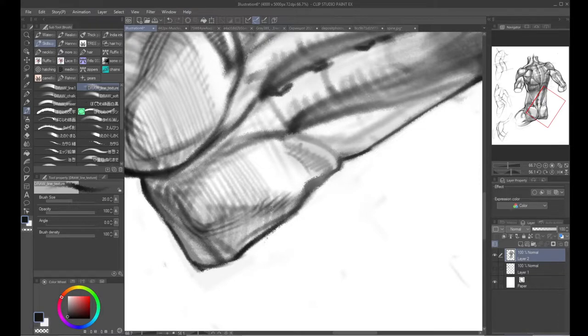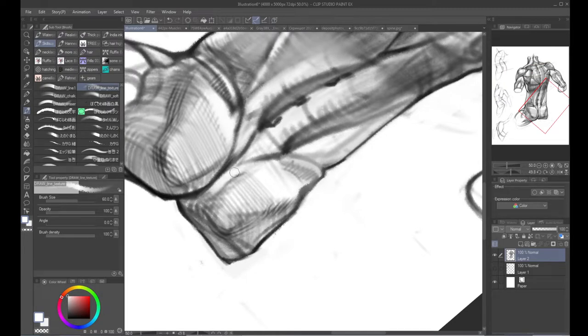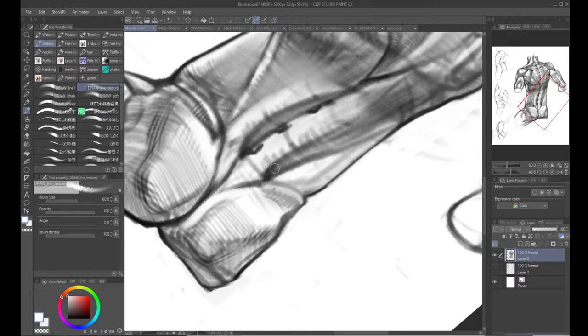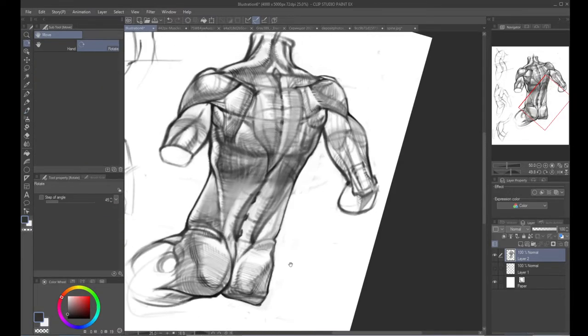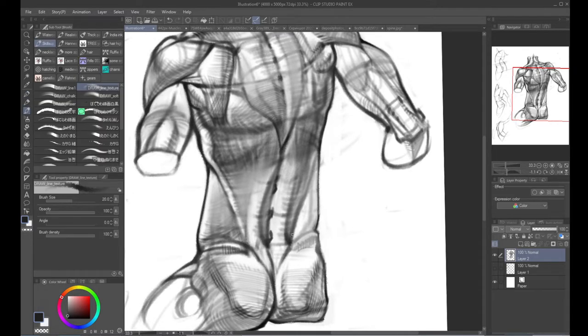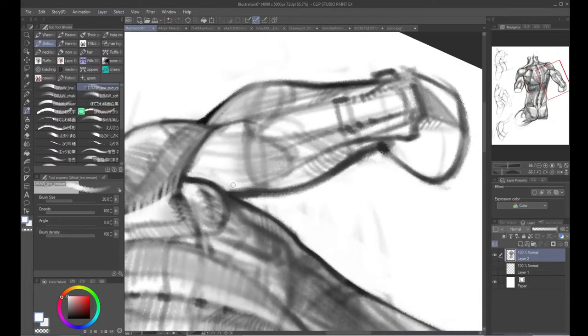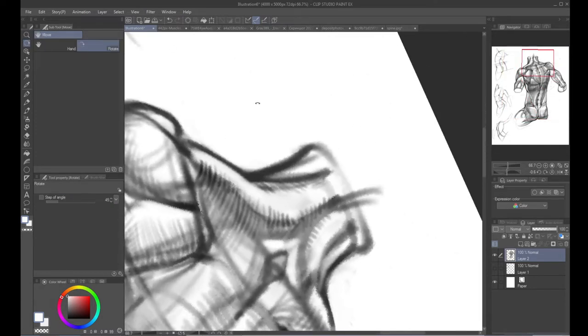Hatching some more. Forgot that we have a little bit more lighting on the left, so we're adding lighting on the left. Now let's make this line better. And the same goes for the neck.